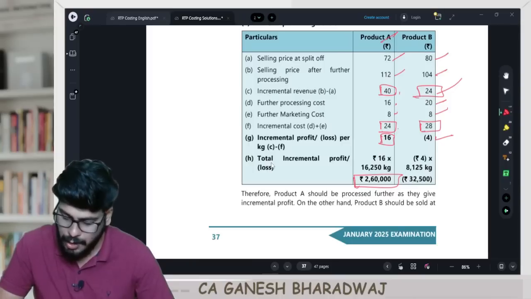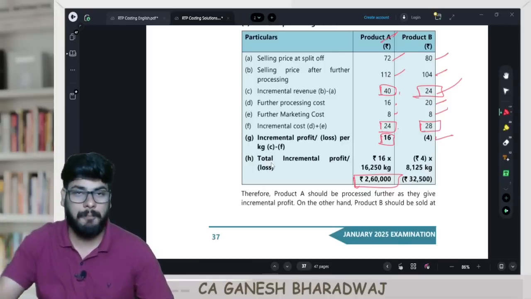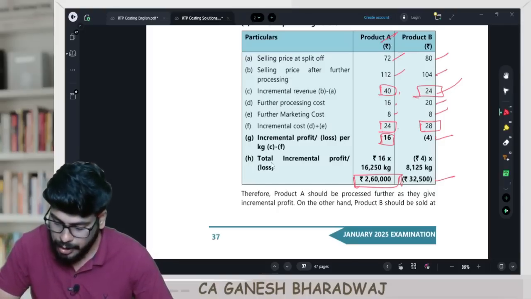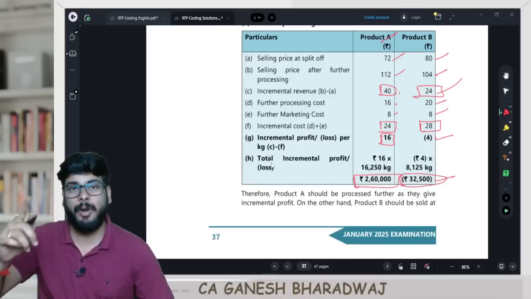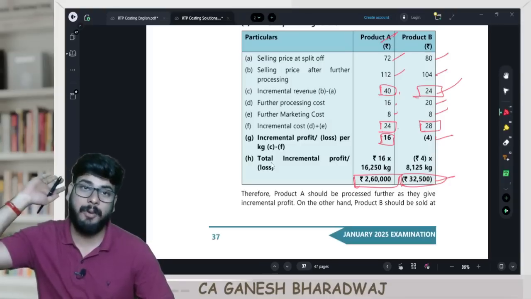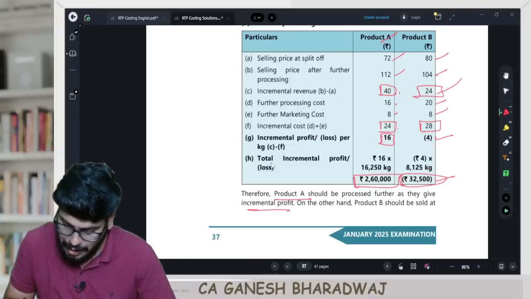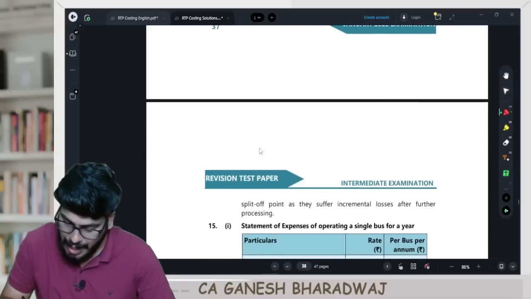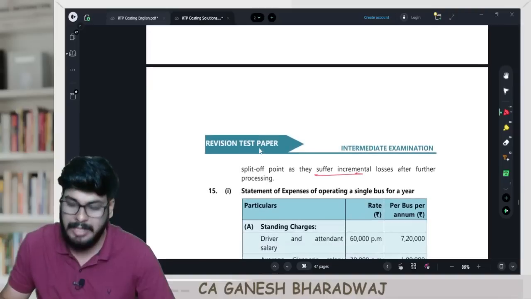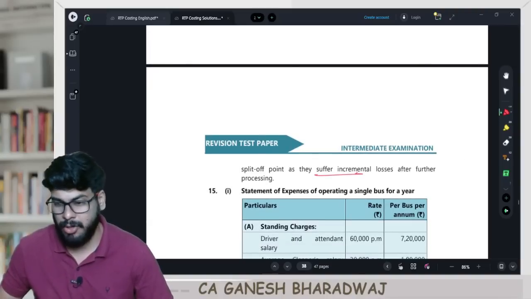So 4 into 8125. If you go ahead and further process your product B, incrementally you are going to incur a loss of 32,500. Why do you want to do that? You sell B at split off point, but you further process and sell product A alone. Therefore, product A should be processed further as they give an incremental profit. On the other hand, product B should be sold at the split off point as they suffer an incremental loss after further processing. Are you clear with this? That's it about this particular question.